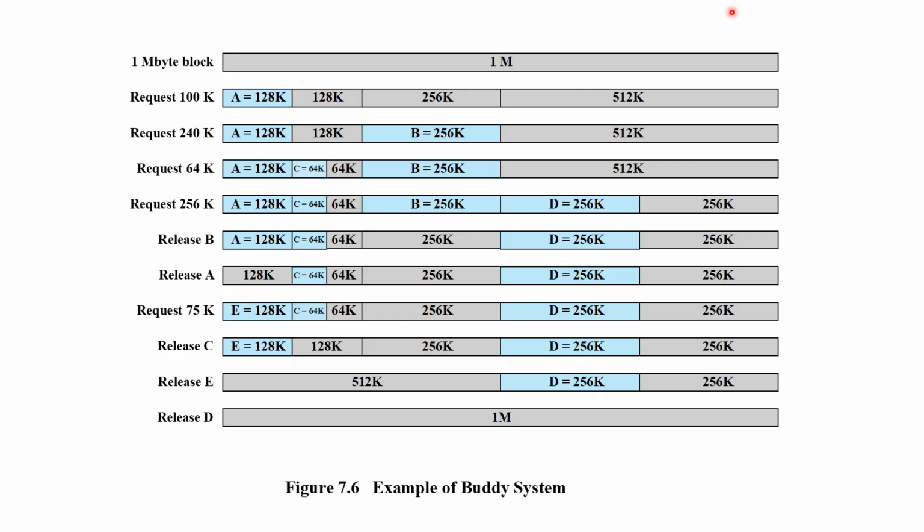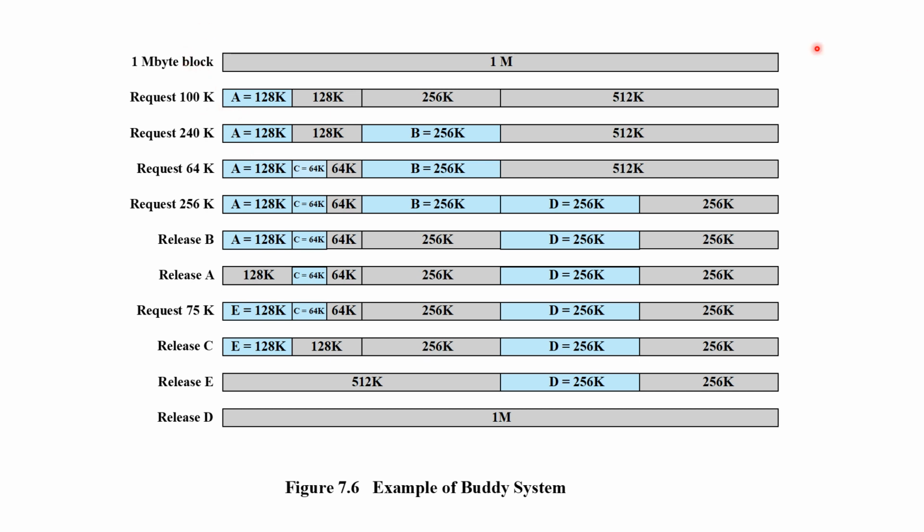Figure 7.6 gives an example using a 1 MB initial block. The first request, A, is for 100 kilobytes, for which a 128K block is needed. The initial block is divided into 512K buddies. The first of these is divided into 256K buddies, and the first of these is divided into 128K buddies, one of which is allocated to A. A is the first request.